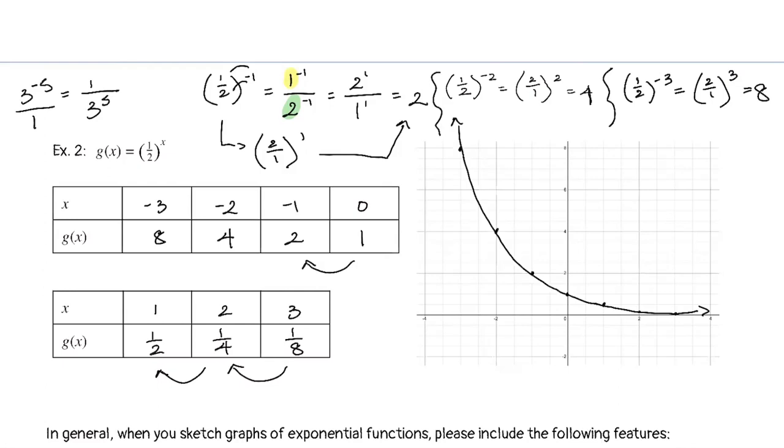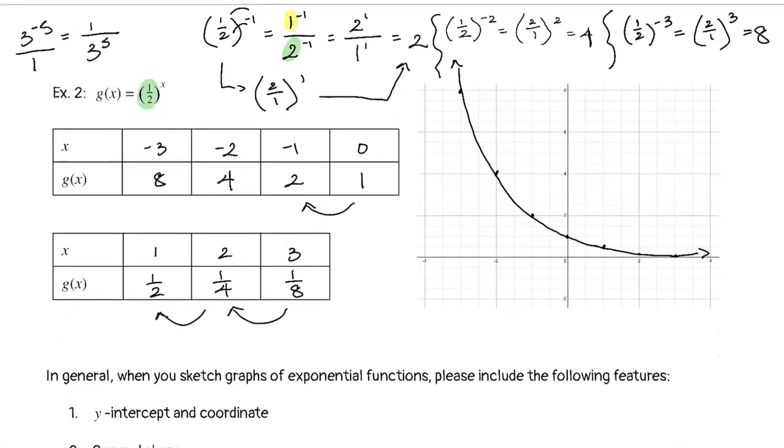because this is our b value, and b is between 0 and 1. Okay, so even before I plotted the points, I could tell, hey, this is going to be an exponential decay function. All right. Okay, so now we're going to be doing a lot of graphing.